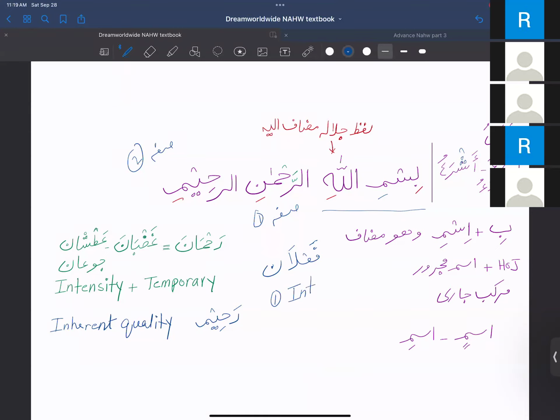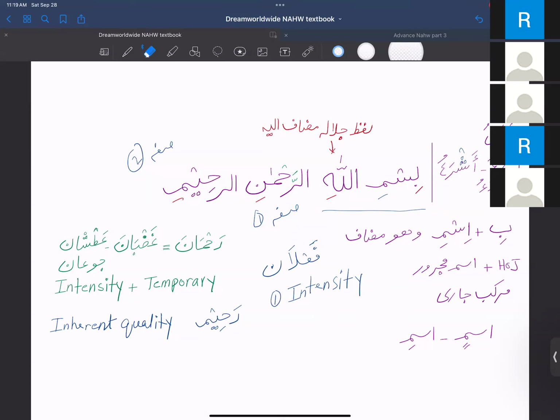What does intensity mean? Intensity means shiddat, like a lot going on. Tension. Right? A lot. And then intensity and quality. And sometimes it takes a meaning that it is happening over and over. Right? So mubalagha. Again, Mubalagha has different things in it, but we're going to talk about just Fa'alan over here.